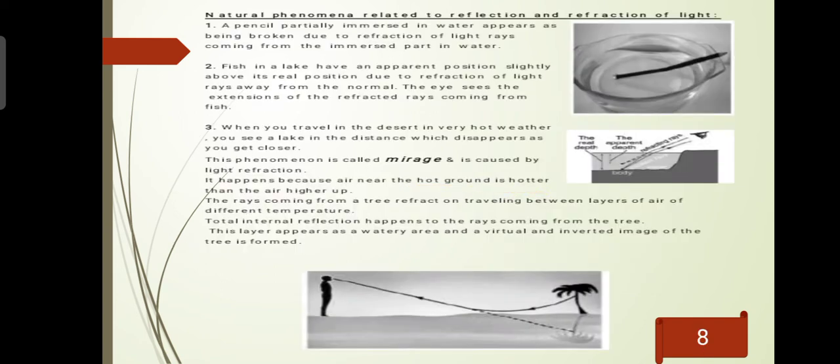Next, finally we will talk about the natural phenomena related to reflection and refraction of light. The first point, a pencil partially immersed in water appears broken. Why? Due to the refraction of light. Number two, fish in the lake have an apparent position slightly above the real position. Why? Due to the refraction of light away from the normal, and the eye sees the extension of the refracted light rays coming from the fish, like that.